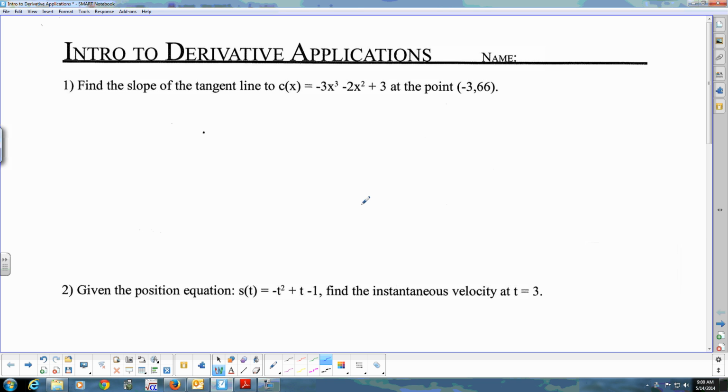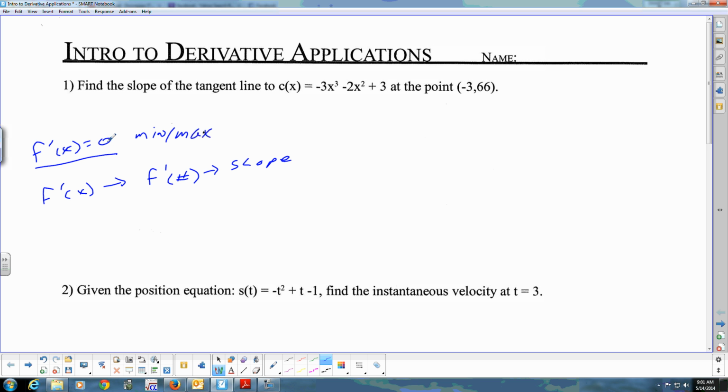Hello everyone, this is for the homework for, as you can read, the intro to derivative applications. The two things you've been doing with derivatives is, first off, you take the derivative, f prime of x, and set it equal to 0. That's going to find your minimum or the maximum for the problem. The other thing you've been doing is finding the derivative, and then taking that derivative and evaluating the derivative at a specific value, and that's going to return the slope at a certain point.